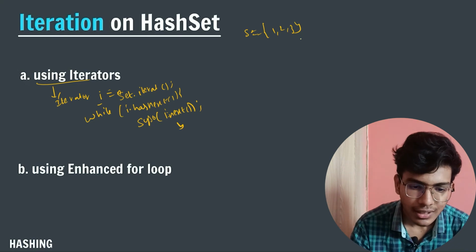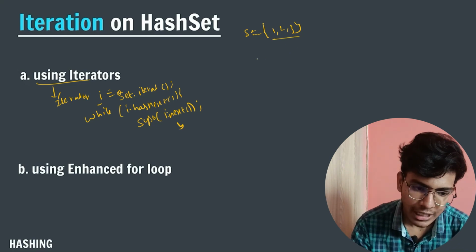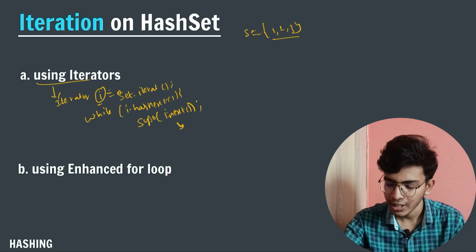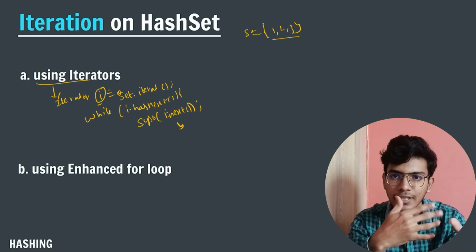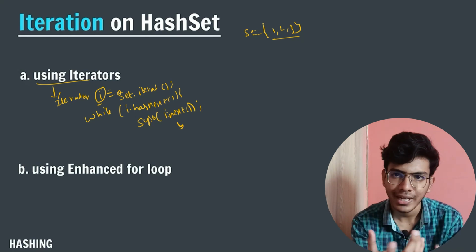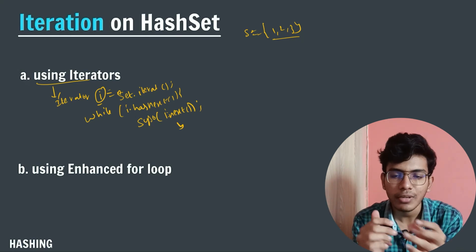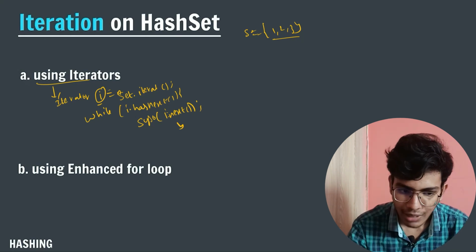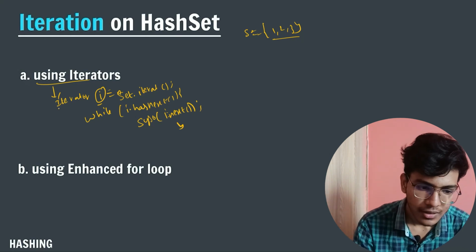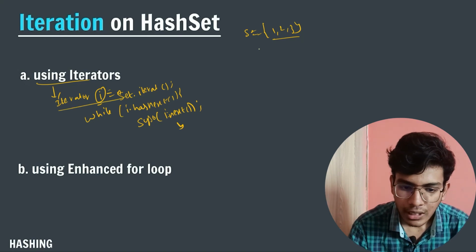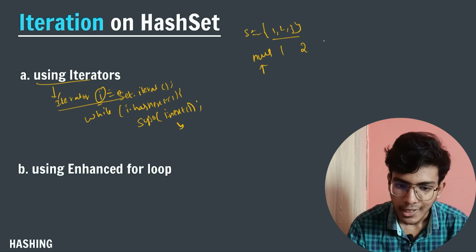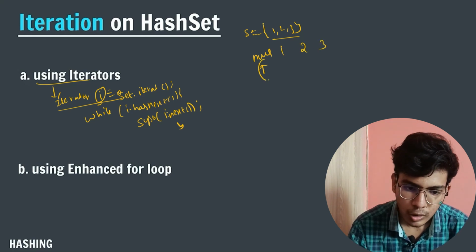Okay, so let's say these are the elements. Initially I will create a pointer, and this is how I will create a variable, an iterator. I can't use a normal loop for my hash set because this is different from general elements. So first of all I will create an iterator, this pointer, and this pointer will initially point to null. After that, what are the elements I have? 1 2 3. So initially this pointer points to null.